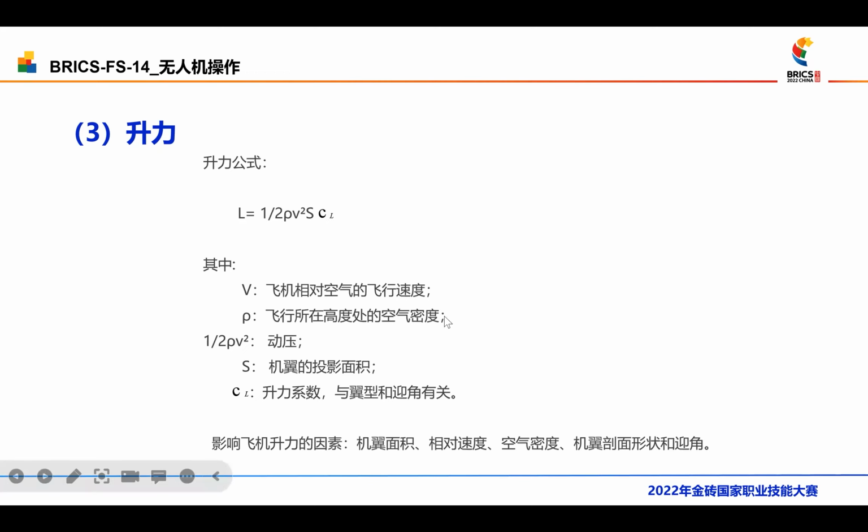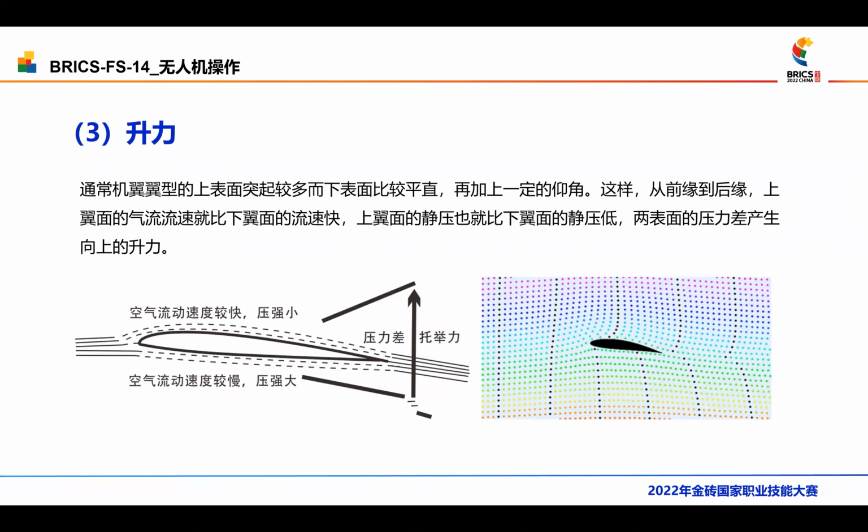From this, we get to know the factors affecting aircraft lift. They are wing area, relative speed, air density, wing profile shape, and angle of attack.